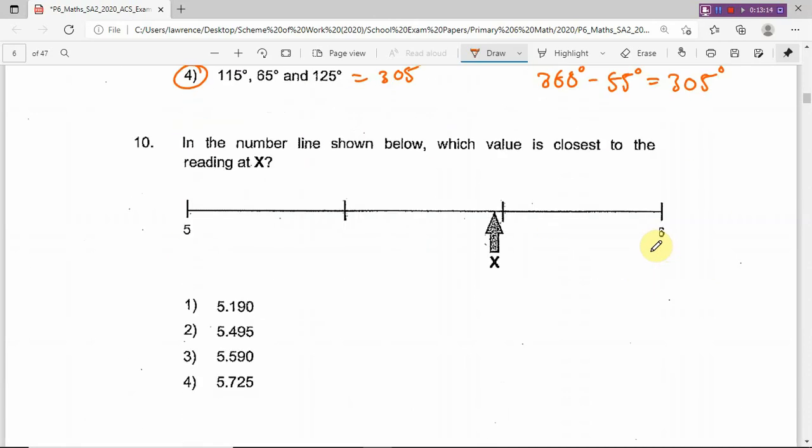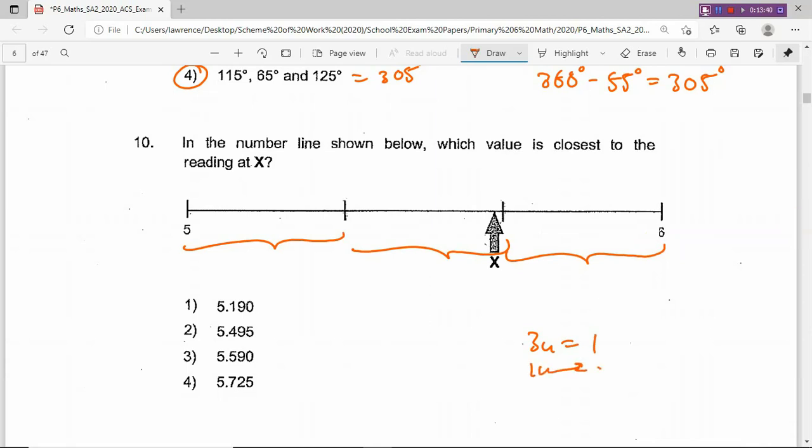Okay, now for question 10, again, this is also one question that most students don't quite know how to do. So how many gaps? If you look at the number 9, there are 3 gaps. How do you know there are 3 gaps? This is 1 gap, 2, and 3 gaps. So what do you call 3 gaps? 3 units. And how big is 3 gaps? You take 6 minus 5. You get 1. So 3 gaps is 1.